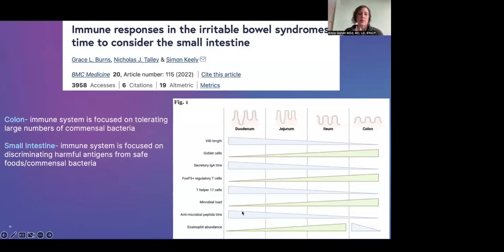And the reason for that is the colonic immune system is really focused on tolerating the large amount of commensals that are in our colon. We have to have an immune system that's really geared towards being able to select for and not completely freak out when we see all these bacteria that are there. So it's really geared more towards handling that massive number of bacteria. Whereas in the small intestine, the immune system is really geared more towards figuring out, okay, this thing that this person just ate, is that friend or is that foe?